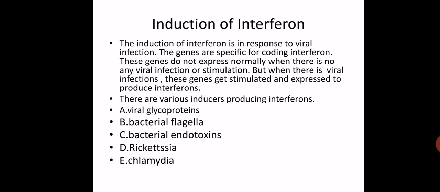There are various inducers for producing interferon. Certain agents, certain antigens, certain bacterial products act as inducers for interferon production. These agents induce the cell to produce interferon, and they are called inducers. For example, viral glycoproteins. Viral glycoproteins are responsible for interferon production, meaning they can act as an inducer.